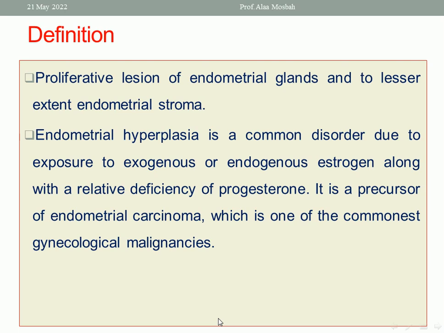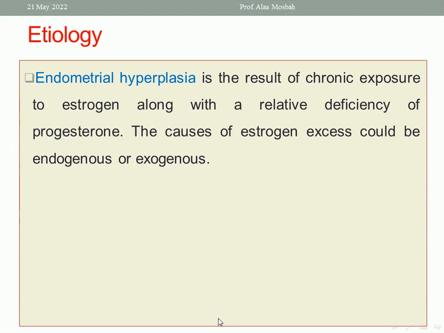Endometrial hyperplasia is a precursor of endometrial cancer, which is one of the commonest gynecologic malignancies. Exposure to excess estrogen may be endogenous, as in PCOS, polycystic ovarian syndrome, or ovarian tumor secreting estrogen like granulosa cell tumor, or exogenous like estrogen as a treatment in hormone replacement therapy in a postmenopausal lady.